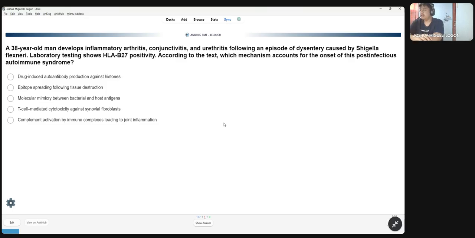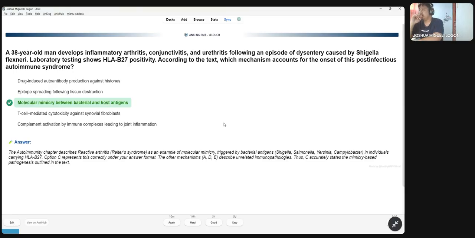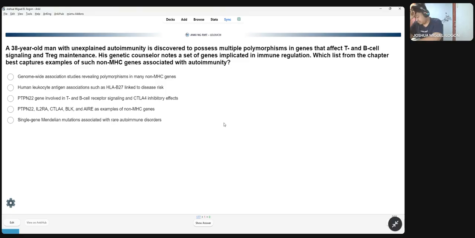A 30-year-old man develops inflammatory arthritis and conjunctivitis. So it's Shigella, so it's microbial. That has to be molecular mimicry. HLA-B27 positivity. Multiple polymorphism genes that affect T and B signaling and Treg maintenance. His genetic counselor knows a set of genes. Yeah, here, it's this one. We're looking for non-MHC genes. So we have PTPN22, IL2RA, CTLA4, BLK, and so on.